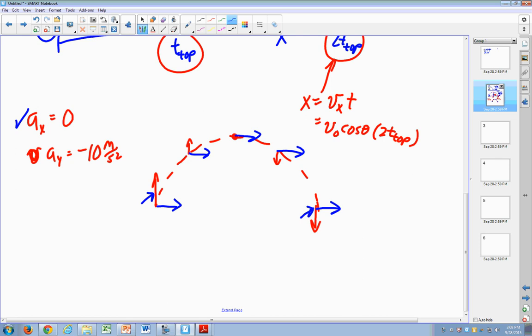I don't know, what's some other stuff? Well, this is a parabola shape, and that's because of, well, it's not directly because of this, but you can think of it because I have this quadratic function, 1/2 at squared, and you can think of that as being like a parabola. It's a little more complicated than that, but let's see. I think that's about it for projectile motion.